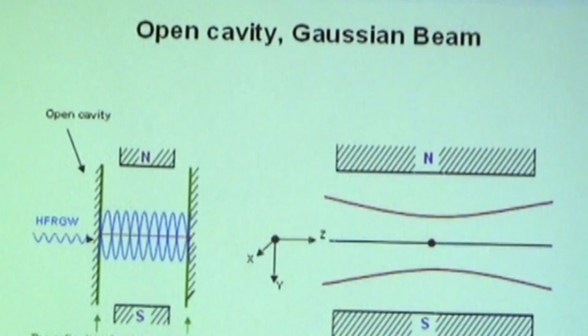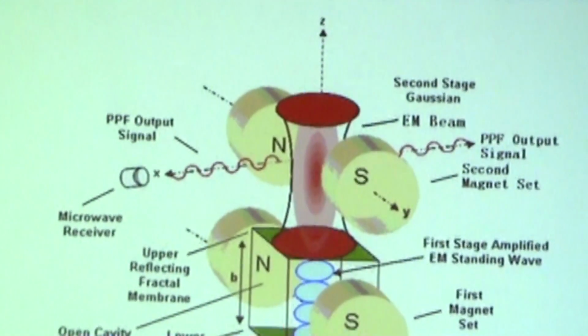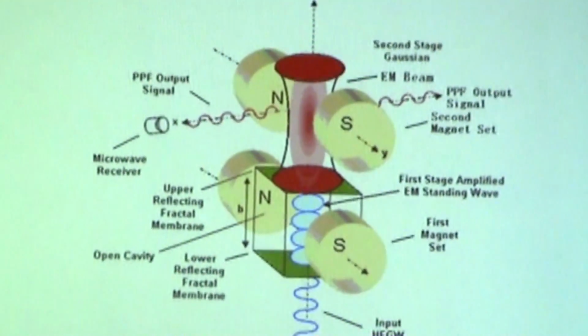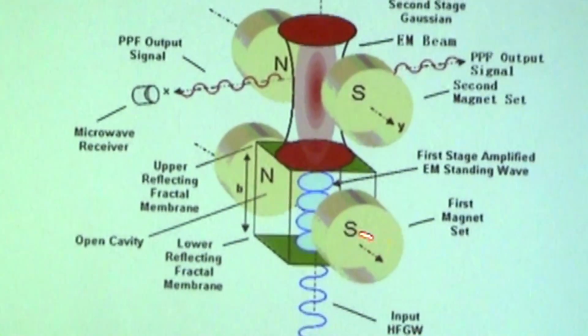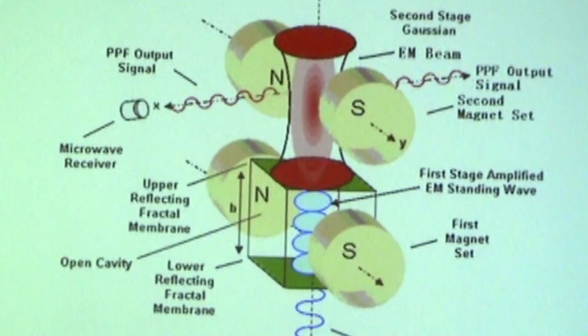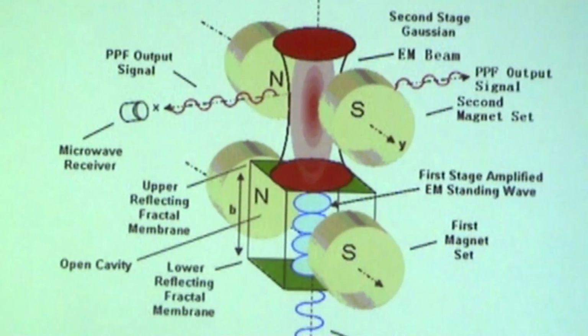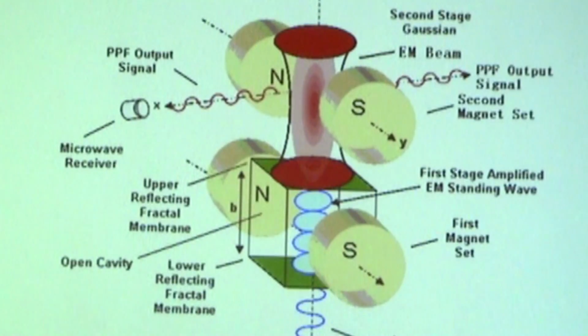To show you the actual three-dimensional picture, here it is. In comes the high-frequency gravitational waves. Also, in comes a beam of electromagnetic power. In here, you have your very strong magnetic field, and the perturbative photons start joining up with the regular electromagnetic beam that's coming through here.